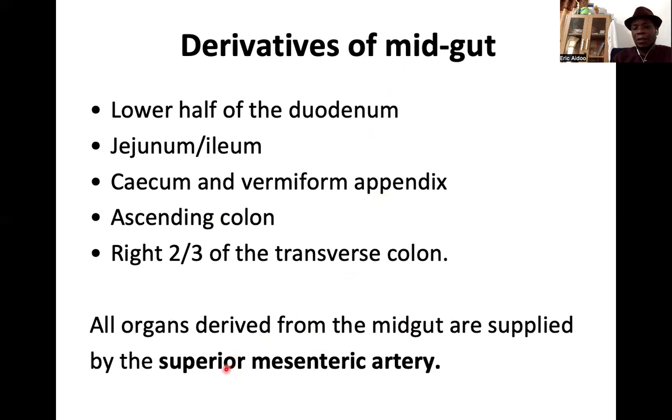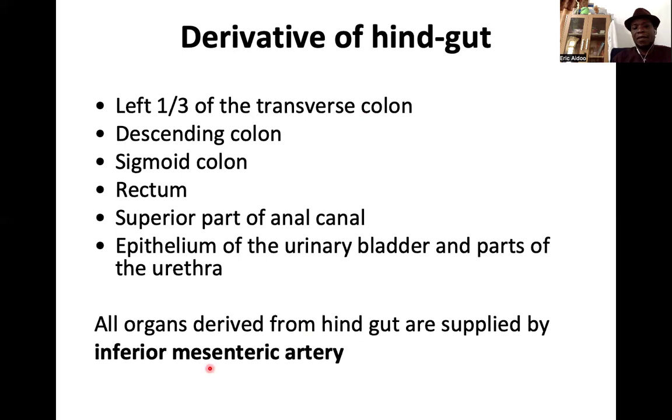That should be what? Inferior mesenteric. Okay, so that is the emphasis here. So where would the inferior mesenteric supply? Which structures? The derivatives of the hindgut will be the left 1/3. Remember, we took the first 2/3 of the right part of the transverse colon, so we'll be left with just one part. And that will fall within the hindgut.